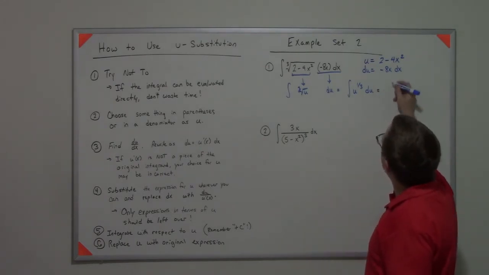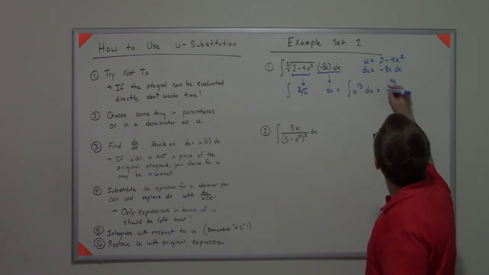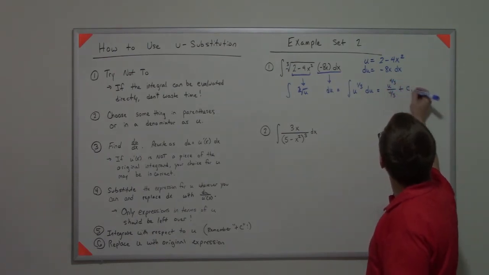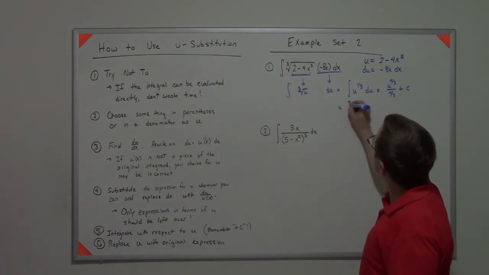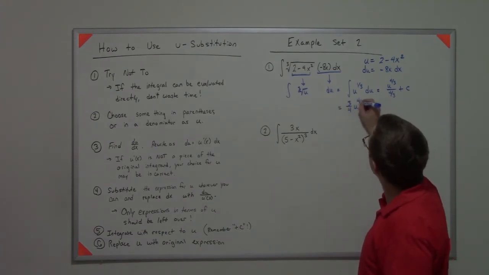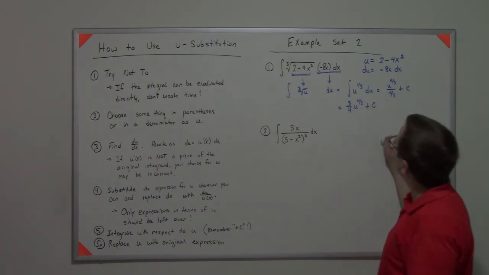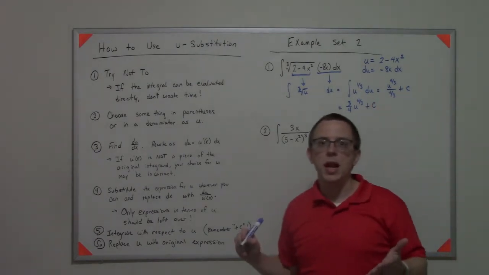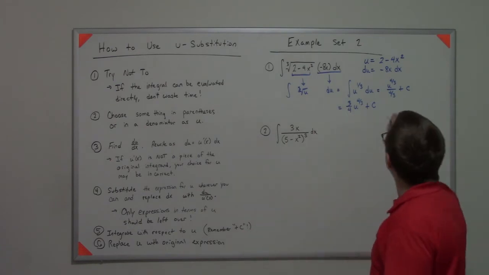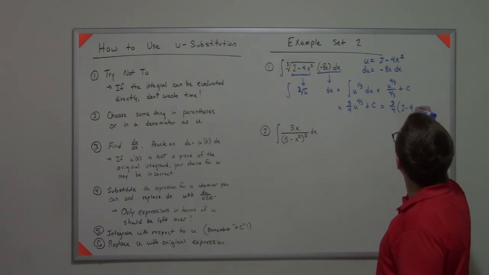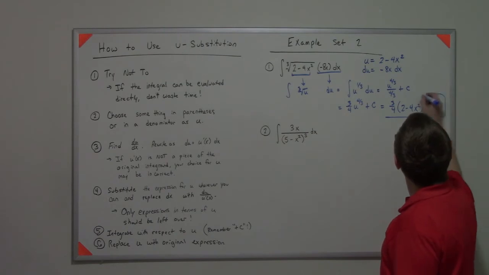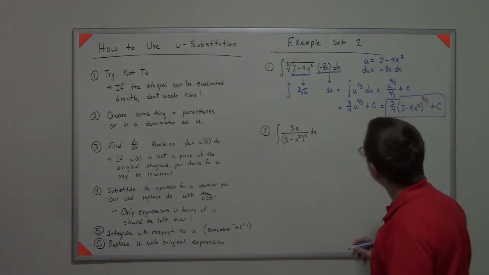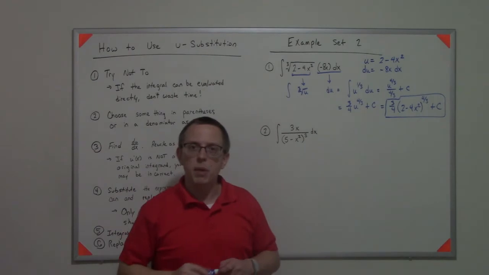And then we add 1 to the power and divide by the new power. So u to the 4/3 over 4/3 plus c, which is 3/4 u to the 4/3 plus c. And then we started in x, so we have to make sure we end in x. So that's 3/4 times 2 minus 4x squared to the 4/3 plus c. And so that's how you do that particular problem.